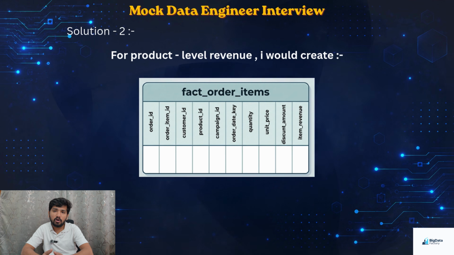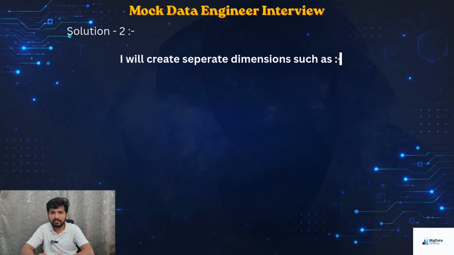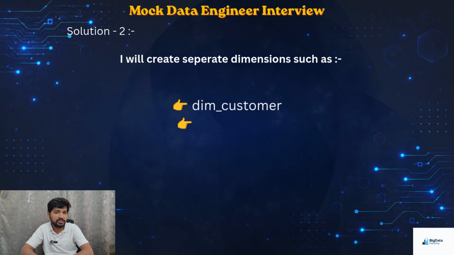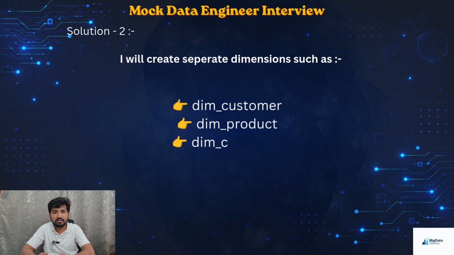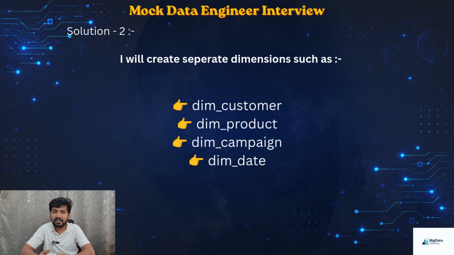The table could contain order ID, order item ID, customer ID, product ID, campaign, order date key, quantity, unit price, discount amount, and item revenue. I would then separate dimensions such as dimension customer, dimension product, dimension campaign, and dimension date. But I would not put payments and refunds directly into the same order item grain without careful handling. Why? Because one order can have multiple items. It can also have multiple payment items, and it can have multiple refunds.